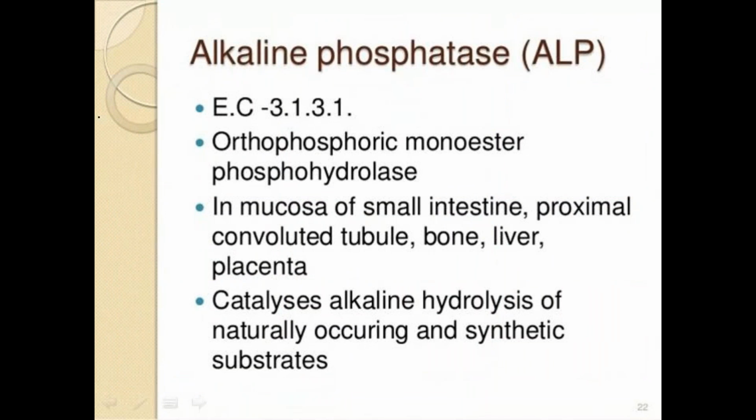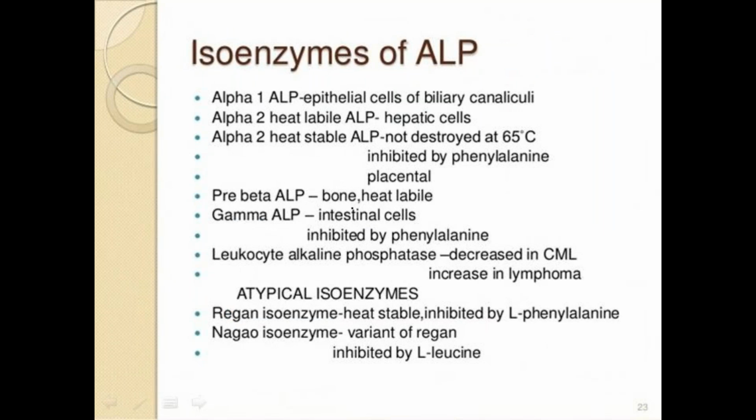Next, coming to alkaline phosphatase. It is an orthophosphoric monoester phosphohydrolase enzyme, and the enzyme commission number is 3.1.3.1. It is mainly present in small intestine, proximal convoluted tubule, bone, liver and placenta, and it causes the hydrolysis of naturally occurring and synthetic substrates. This alkaline phosphatase is a marker mainly for bone diseases, prostate cancer and bone diseases.